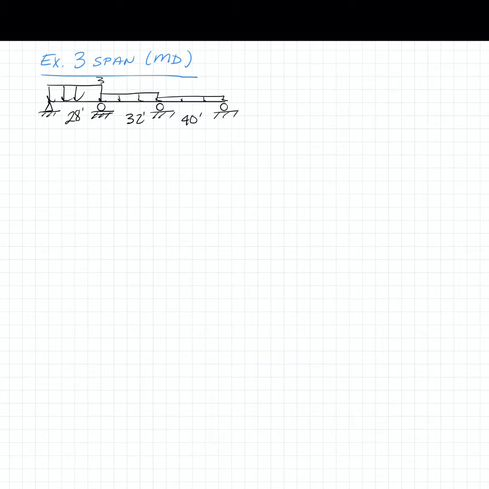The first span is 3 kips per foot. Second span is 2 kips per foot. And third span is 1 kip per foot. This is actually on page 62 of your Bondi textbook, Bondi and Allred. So go ahead and go in there to find out how I got the distribution factors. Remember that K is 4EI/L in the middle span and 3EI/L in the end spans.